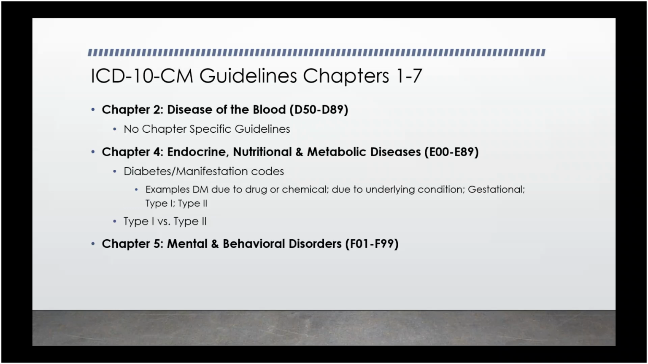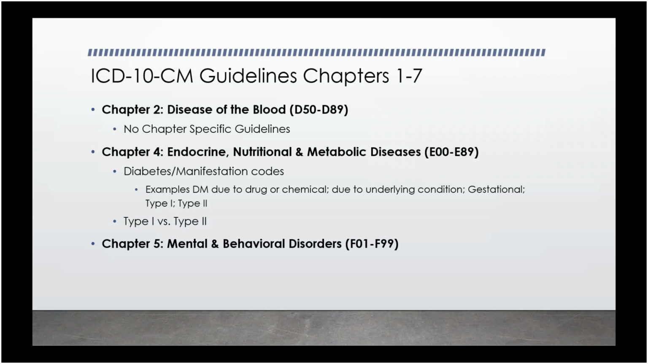Okay, chapter, that should be 3, it says 2, so I apologize. Diseases of the blood, D50 through D89. There are no specific guidelines here. Chapter 4, endocrine, nutritional, and metabolic diseases, E00 through E89. This is where diabetes falls.